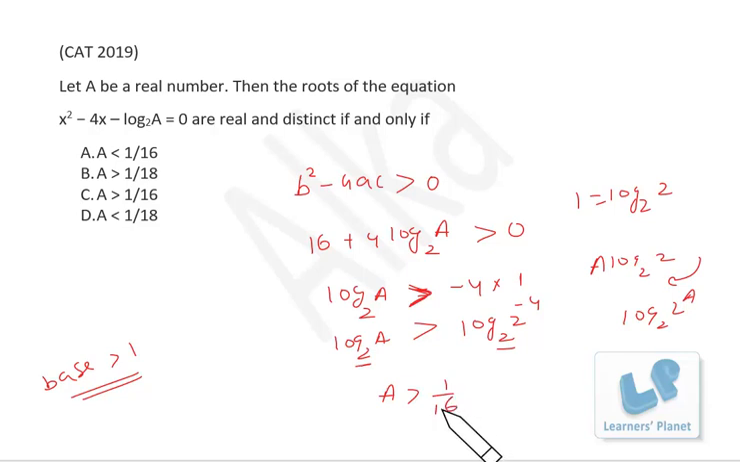So what is your answer? A is greater than 1 by 16. The problem is very simple. If you know how to solve a logarithmic inequality and what conditions to put over here, you can solve this problem in just 30 seconds. And this is a problem from the CAT 2019 paper. So I hope that's clear to you.